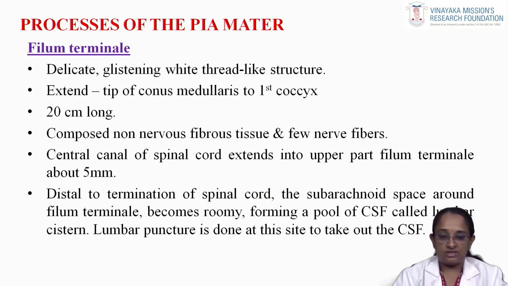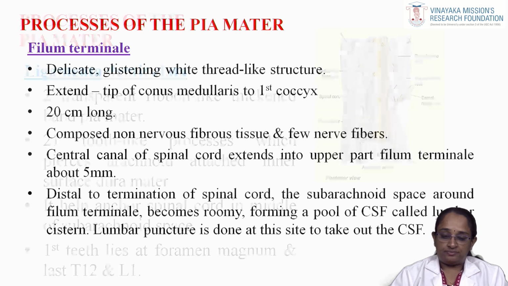So the description is here. It is a white glistening delicate thread-like structure extending from the tip of the conus medullaris to the first coccygeal vertebra. You should note this: it is a non-nervous fibrous tissue, but it has a few nerve fibers also, though actually it is non-nervous. Then the central canal of the spinal cord extends up to the upper part of the filum terminale.